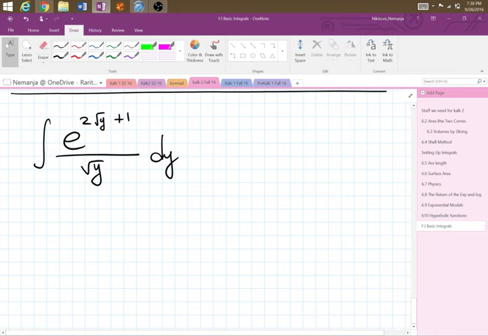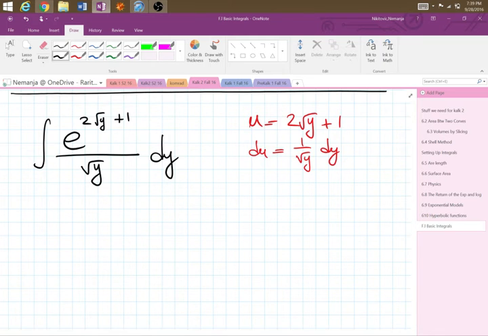Like, where'd you get this 2 from? So, you guys done with this one? Yeah. How do we do it? U sub, exactly. What's u? 2 radical y plus 1. And what's du? 1 over root y. Great. So this is actually a very simple problem, huh? It was in the book.